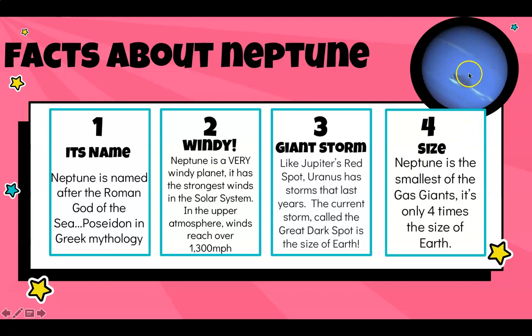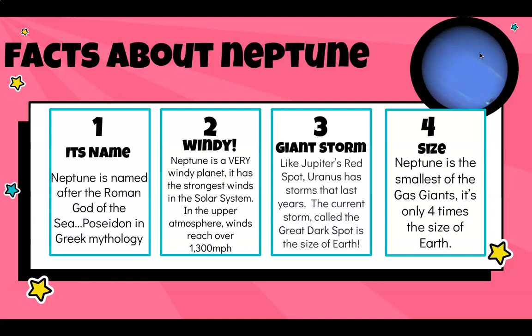Like Jupiter, Neptune currently has a massive storm going on. We call it the Great Dark Spot, and it is about the size of the Earth. So it's a huge storm that's happening that will probably rage for hundreds of years. And then Neptune is also the smallest of all the gas giants. All the other gas giants, Saturn, Jupiter, and Uranus, are larger than Neptune.